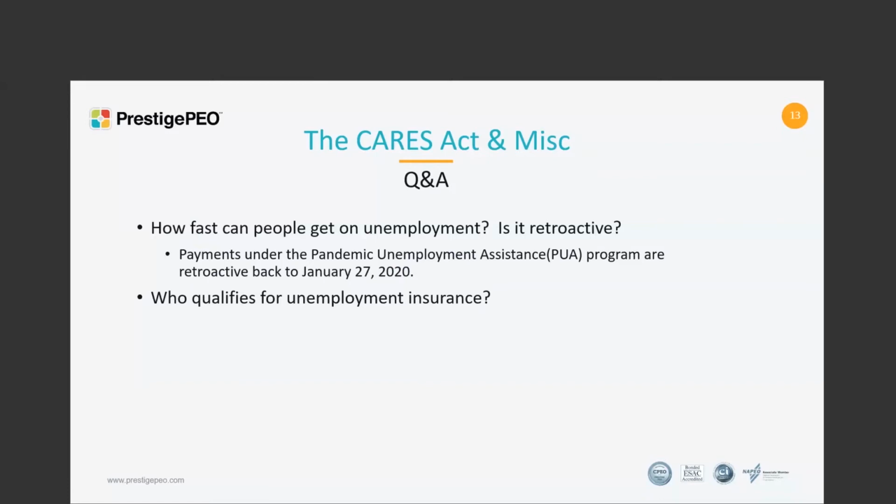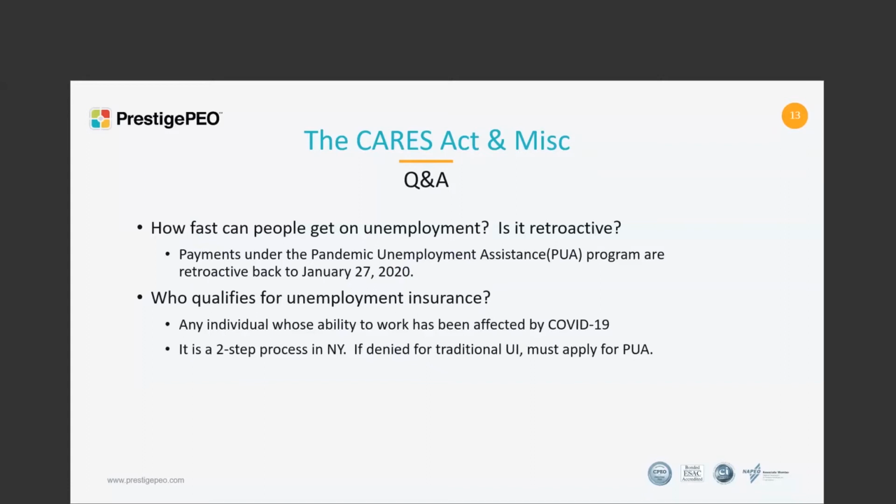Who qualifies for unemployment insurance? As we mentioned in last week's webinar, a lot of people who don't normally qualify for unemployment will qualify under the extensions granted in the CARES Act. And it's pretty much any individual whose ability to work has been affected by COVID-19, whether their work has been shut down, they're caring for someone, all of those different possibilities.